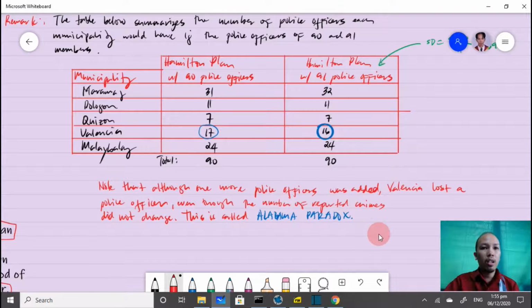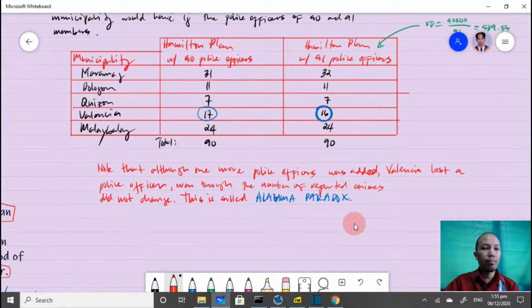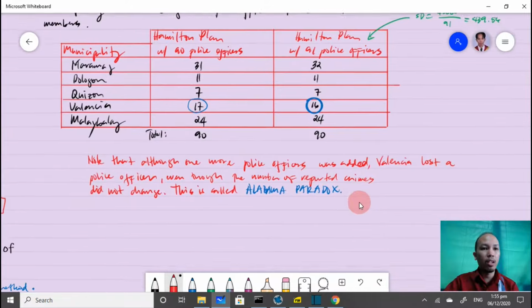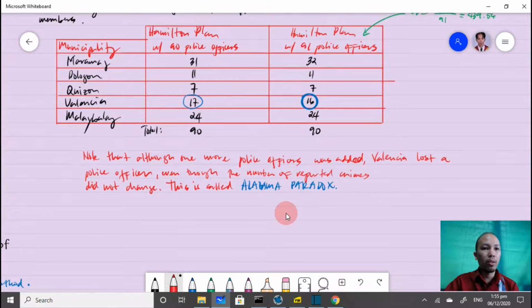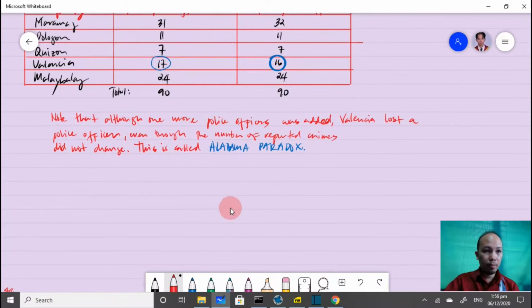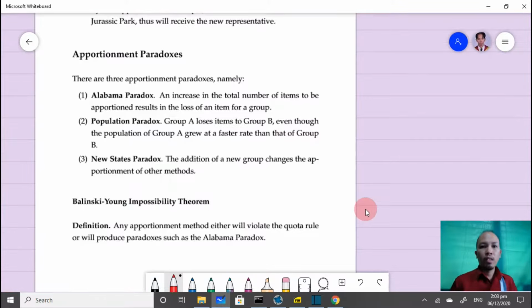There are other paradoxes listed in your module. If I remember, the new state paradox and the population paradox. So I'm going to paste it here and discuss that. These are now the three paradoxes I've mentioned before: Alabama, population, and the new state paradox.